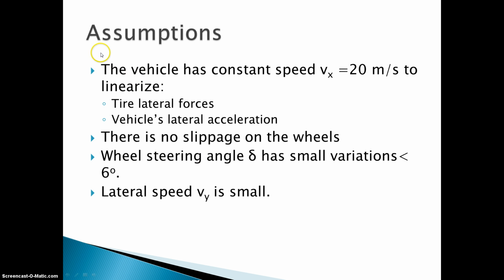In order to do that, assumptions that we made are, for example, that the vehicle has to have constant longitudinal speed Vx, and we chose that speed to be 20 meters per second. That's so that the lateral forces and vehicle's general lateral acceleration can be calculated. We also assume that there's no slippage on the wheels, so that the modeling for the tires simplifies. And also we said that the change in the steering angle shouldn't be more than 6 degrees. And in general, the Vy on each wheel, or the lateral speed, has to be small.